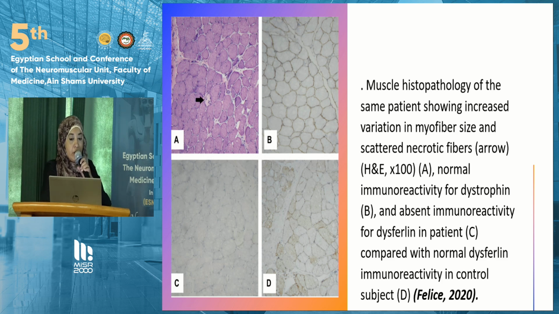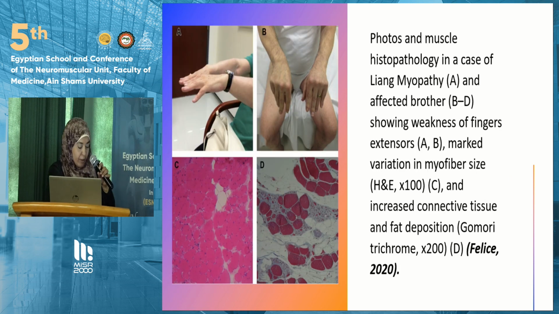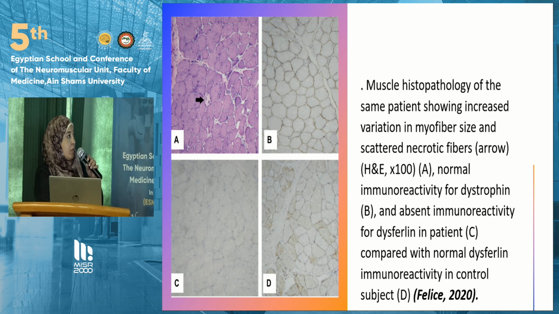This is the histopathological examination of the muscle biopsy from this same patient, which shows here there is deficiency of the dysferlin gene by immunostaining, and here are necrotic fibers, the arrow here, dystrophic changes, and this is the control showing presence of dysferlin immunoreactivity, positive.